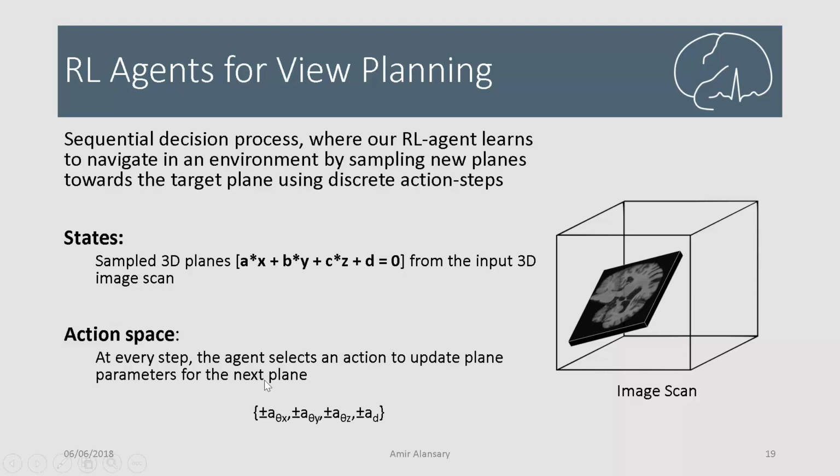And the action space is actually the changes or the steps the agent can use to update the plane and move or navigate in the 3D volume, or the environment. And these are fixed steps in a single direction of each of these parameters. So we have 8 actions that can be taken at every step.